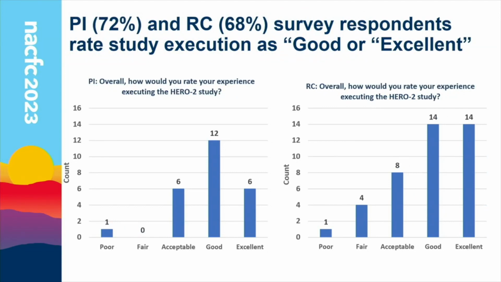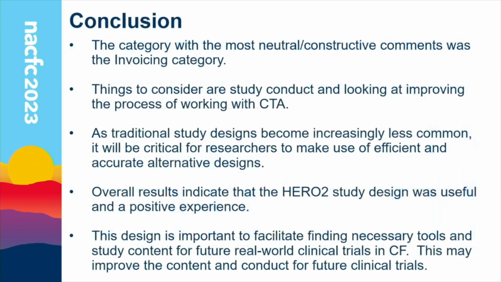So again, just looking at PI, a total 72% and RC 68% rating as good or excellent in the categories. So in conclusion, the category that we saw the most constructive, neutral comments from was, again, invoicing. So thinking about how can we do better communication with looking at CTAs, budgets, things like that, and just improving that process and making sure everyone's getting the information that they need. How can we better support them?